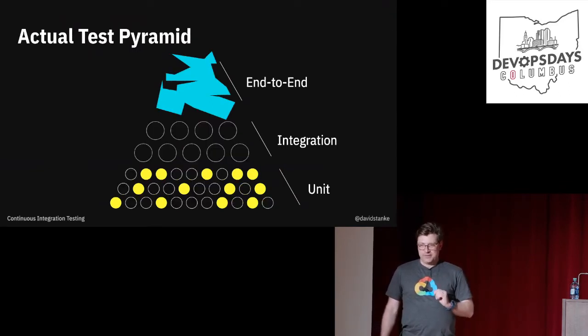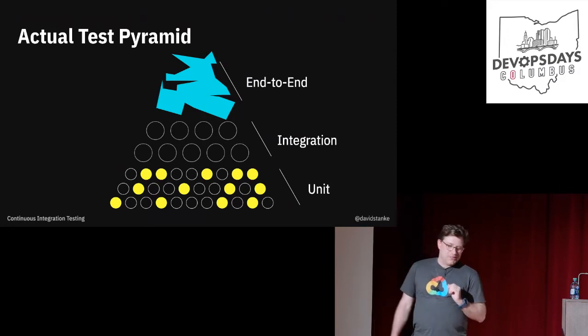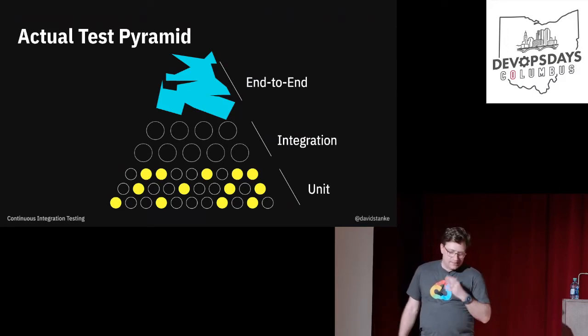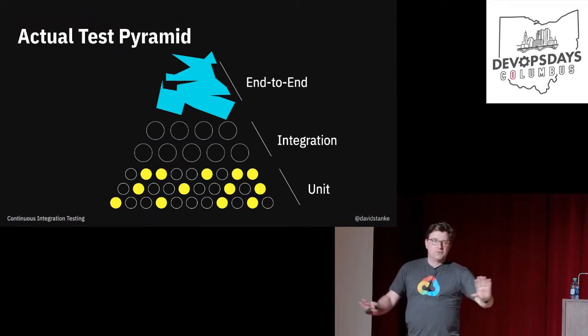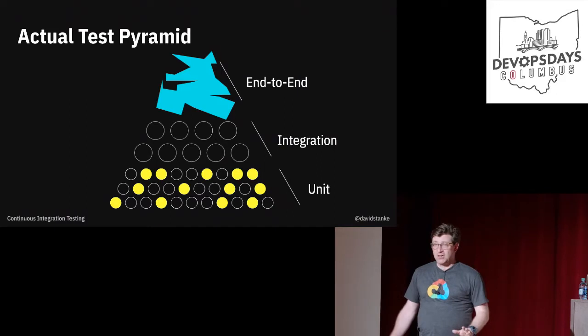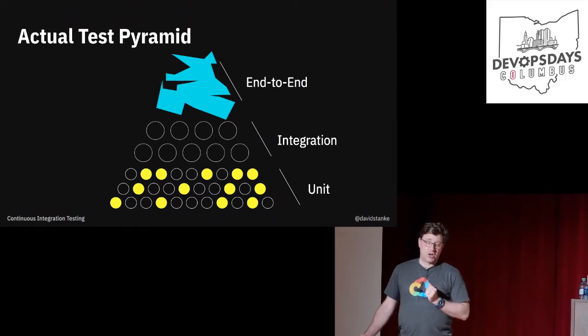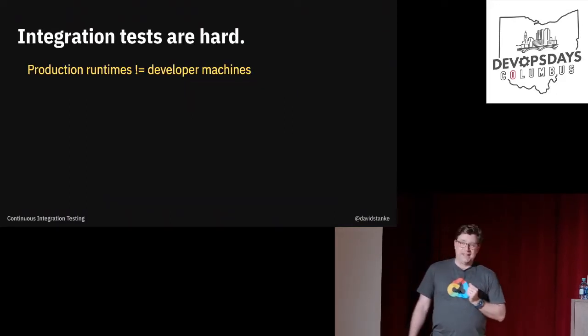Here's a real test pyramid. What we usually see is we've got a handful of unit tests, we have 0 integration tests, and at the top, 1 or 2 really clunky, broken end-to-end tests that everyone just ignores because they're always red anyway. No judgment. This is hard. Integration tests are hard. Why?